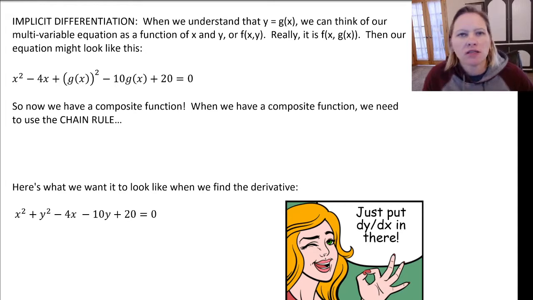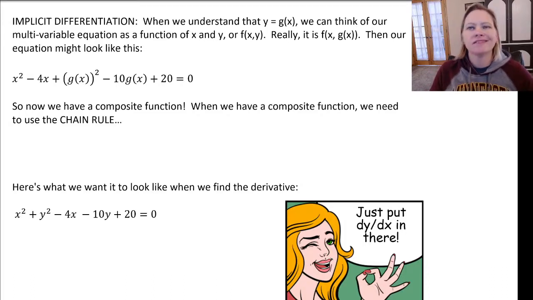So what is this process of implicit differentiation? Well, when we understand that y equals g of x, then we can think of our multivariable equation with x and y as not just a function of x, but a function of x and this other function, g of x. And this kind of reminds me of the chain rule. And really, the way we state this, we've got some different ways to talk about functions.